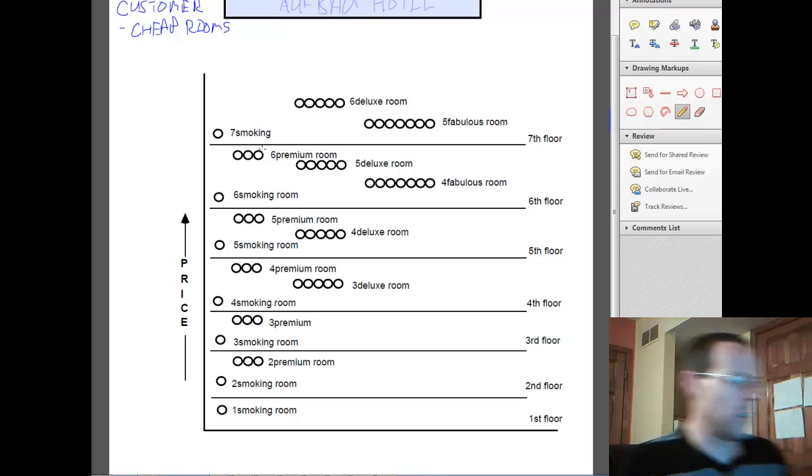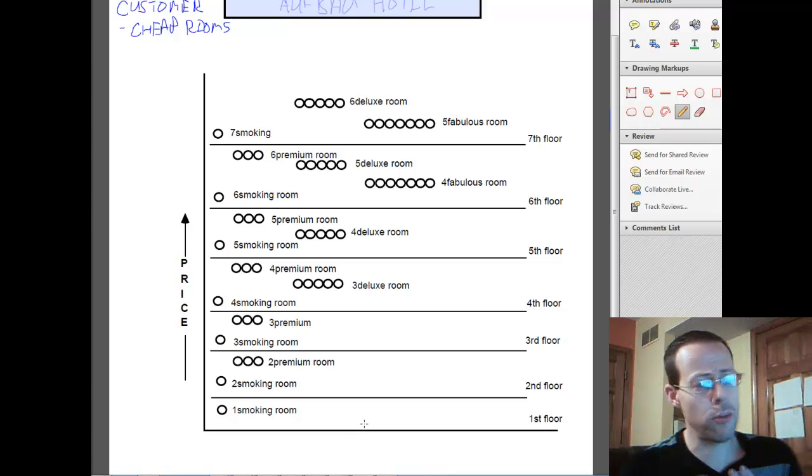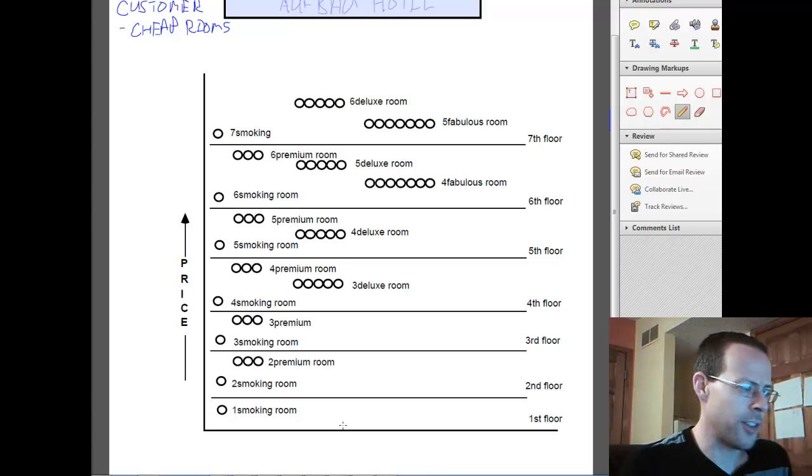So here's a table of our pricing guide, really. The price, as you go from the first floor up, gets more expensive. We only have one room on the first floor. It's a smoking room. Notice each floor has a smoking room and only one of them. Then each floor, starting on the second floor, has 3 premium rooms. Premium rooms are all basically identical. They're straight in a row, same view, same everything. But there's 3 of them starting on the second floor.